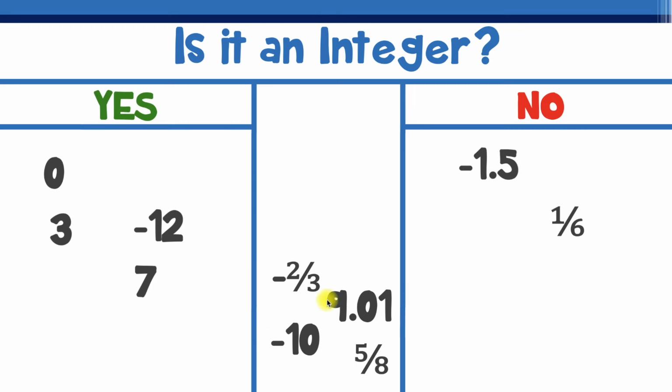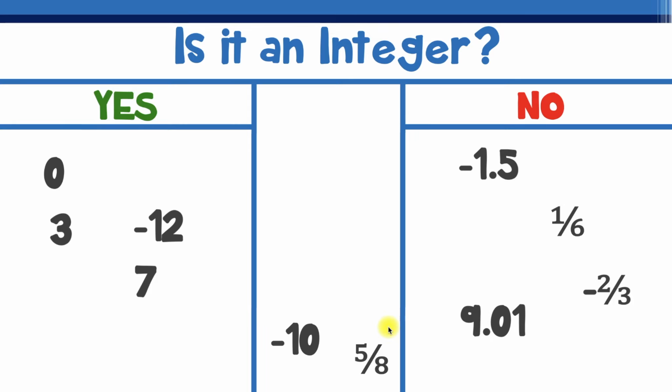Next is negative 2/3, and that is not an integer. Even though it's negative, it's still not a number that's whole. Therefore, it's not an integer. Next, we've got 9 and 1/100th, and that is not an integer because it's a decimal. How about negative 10?